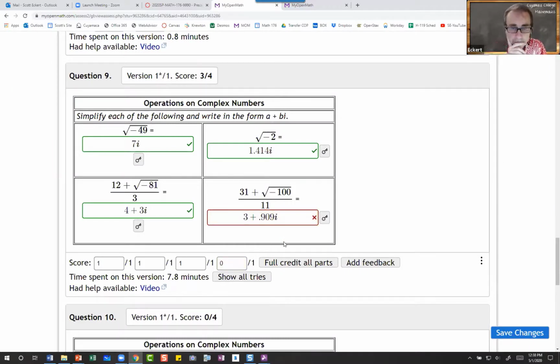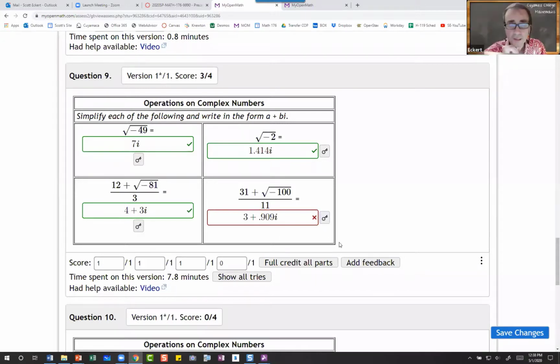Because originally I had left that in like 10 over 11i or 10i over 11 and they said that was wrong, so then I divided it and left it in a decimal form and then it was still wrong, so I was really not sure what they were asking.